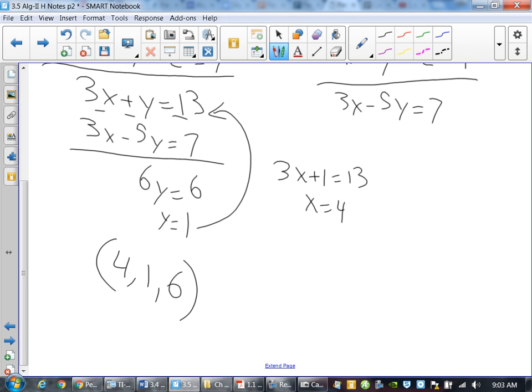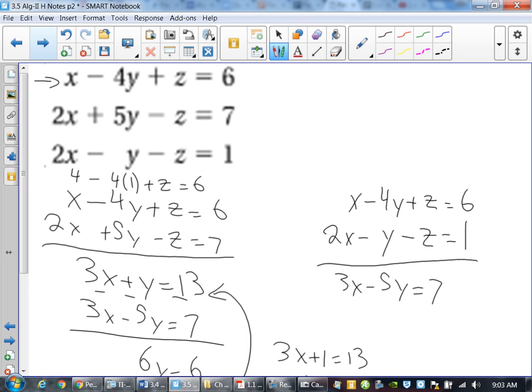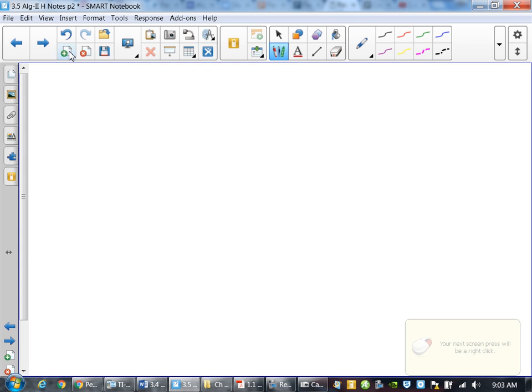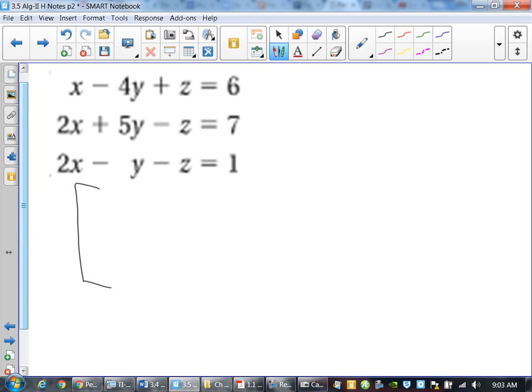Anyway, so what happens is that if I take something like this, what are the coefficients on the left-hand side? 1, -4, 1. 2, 5, -1. 2, -1, -1. Are we okay with that? What I can do is place them in what's called a matrix, a coefficient matrix. 1, -4, 1.